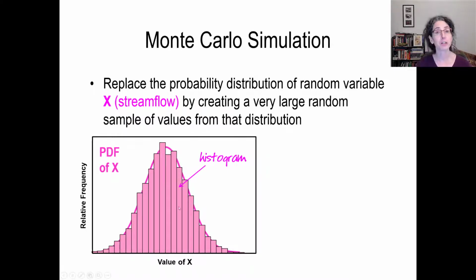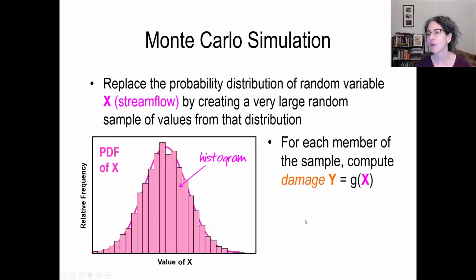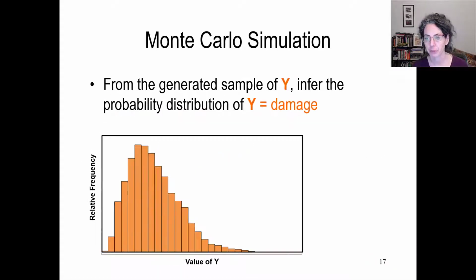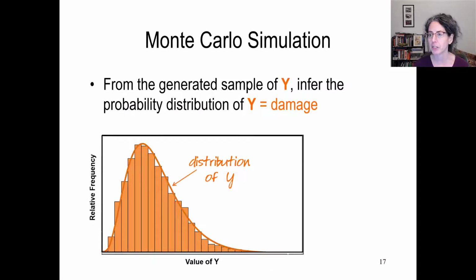So we've generated a large sample of values of x. Now, for every member of the sample, we're going to compute damage, y, as the complex function of x, be it the deterministic modeling or reflecting through summary relationships, or however it is that we're going to compute damage. That's going to give us a very large sample of values of our output y. Here's our large sample of our output y, our damages, and from this sample, we can infer the probability distribution of y.